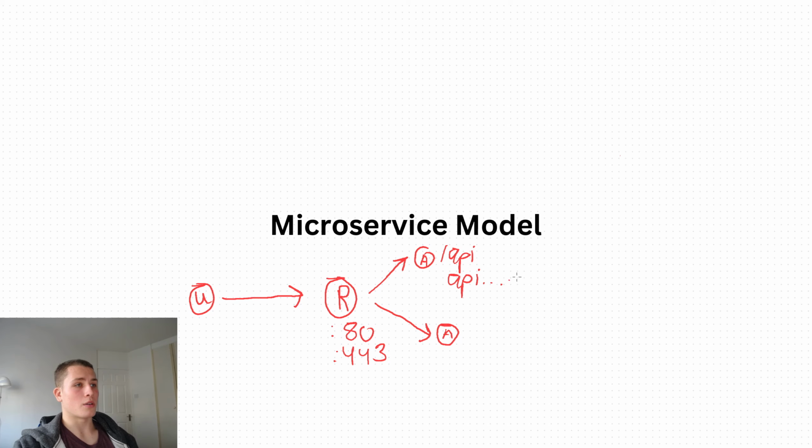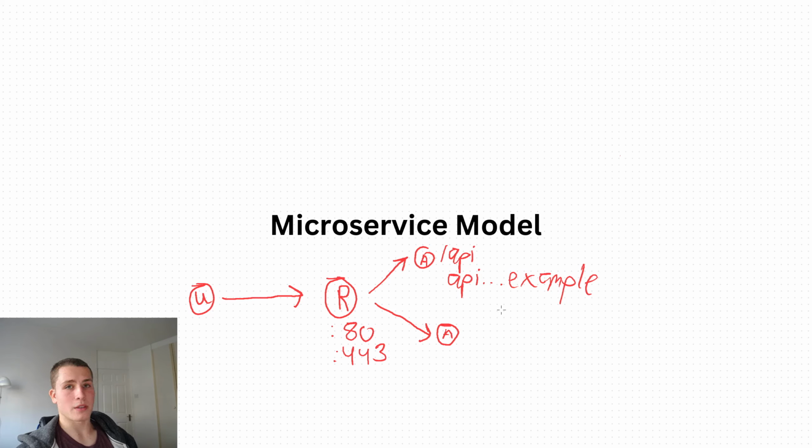So api.example.com for example, like that. And yeah, that's pretty much how we can split our application like that. So the microservice model is designed to split our one website into many smaller websites.